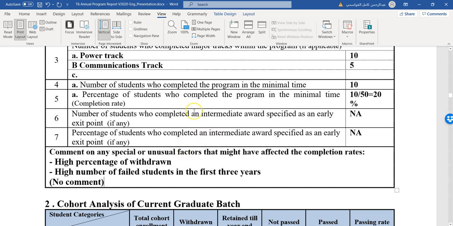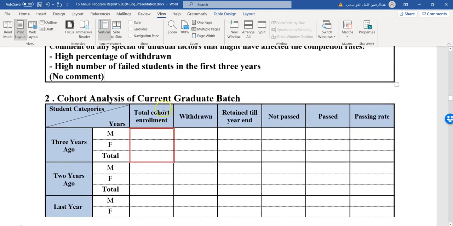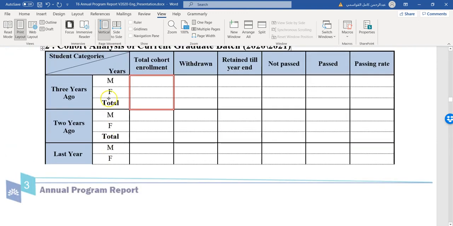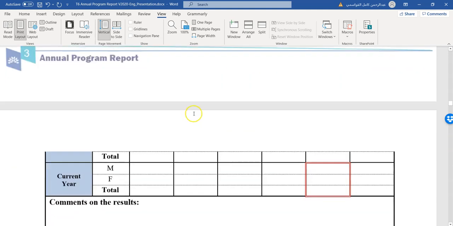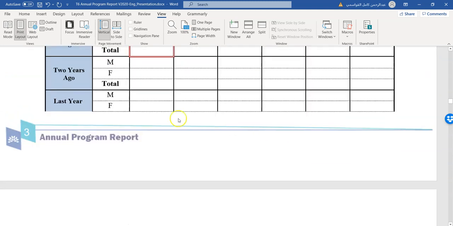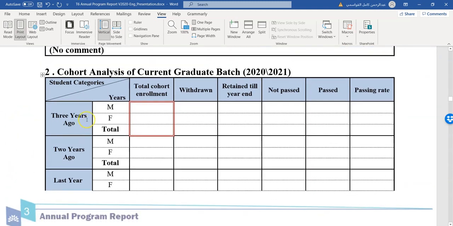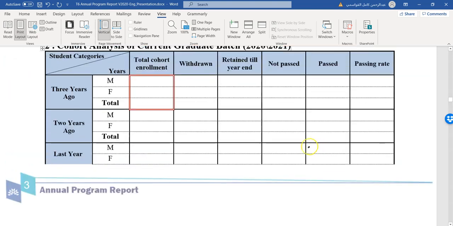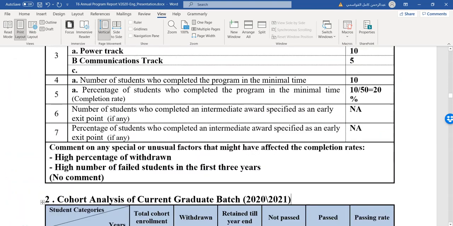Okay, now let's go down. The cohort analysis of the current graduate batch, which means students in 2021, in this year, the students who should graduate in this current year. As you know, we have only male students. I want to begin from here. You see, this is the red square, and I have this one, the red square. So I have to follow my students 3 years ago, 2 years ago, last year, and the current year, and see the number of students who graduated.